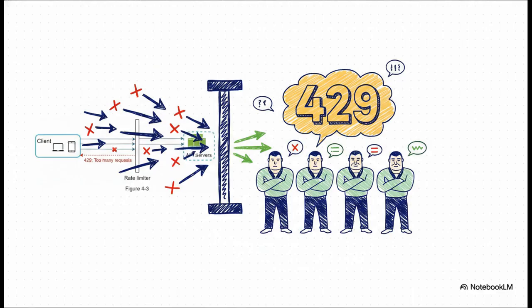A rate limiter is basically a gatekeeper. When this massive flood of requests comes pouring in, it lets a reasonable number through and just says nope to the rest. And it does that by sending back this very specific error code, 429. It's pretty much the digital version of a bouncer at a club saying, sorry, we're full, try again later.